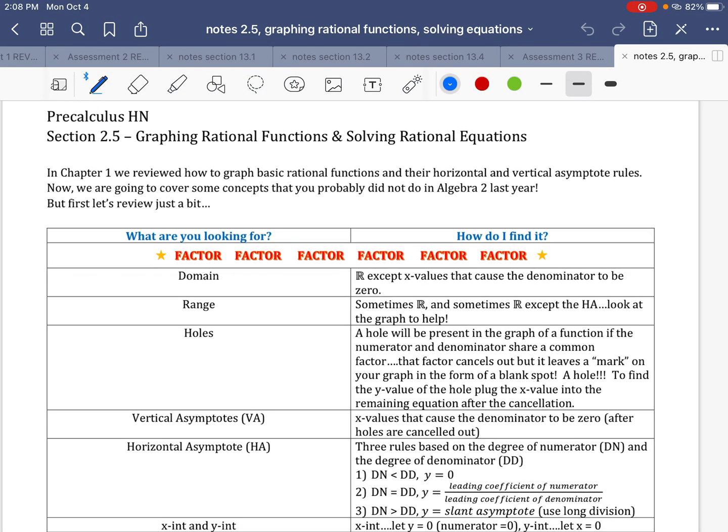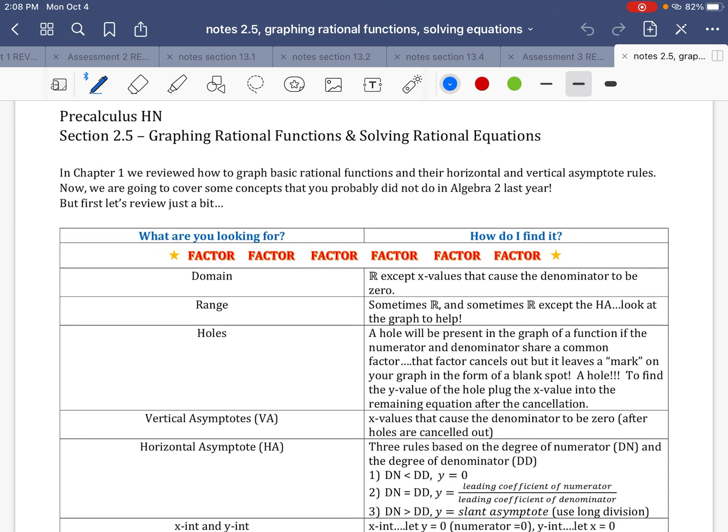All right, so in section 2.5, we're going to be graphing rational functions and also solving rational equations. Now you've done all of these things in Algebra 2, and we've actually done some of them already this year. So this front page is just a kind of a review.